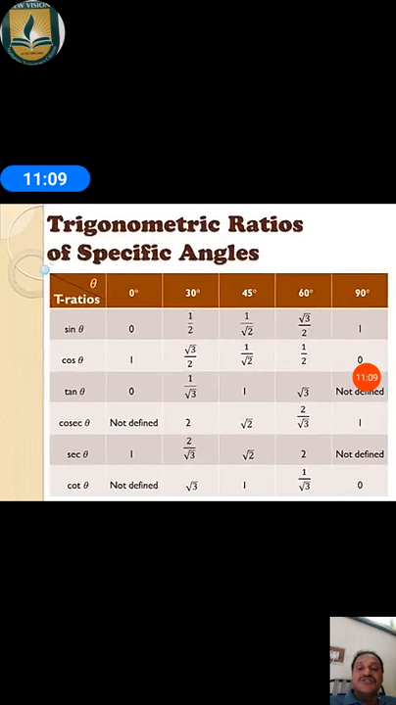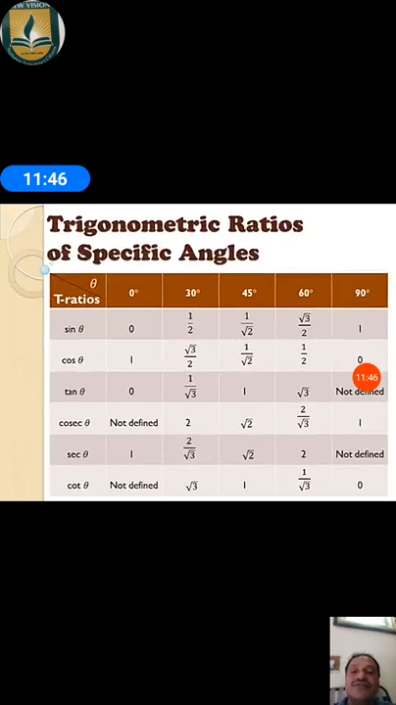Tan 60 degrees is root 3 by 2 by 1 by 2. Tan 90 degrees is 1 by 0, that is not defined, because tan theta, you know, is defined as sine theta by cos theta. Similarly, cosecant theta, which is 1 by sine theta: cosecant 0 is 1 by 0, which is not defined. Cosecant 30 degrees is 1 by 1 by 2, that is 2. Cosecant 45 degrees is 1 by 1 by root 2, that is root 2. Cosecant 60 degrees is 1 by root 3 by 2, that is 2 by root 3, and cosecant 90 degrees is 1 by sine 90, that is 1 by 1, that is 1.